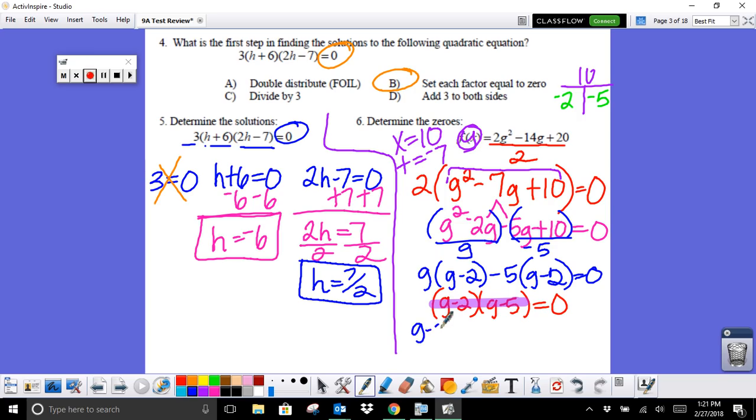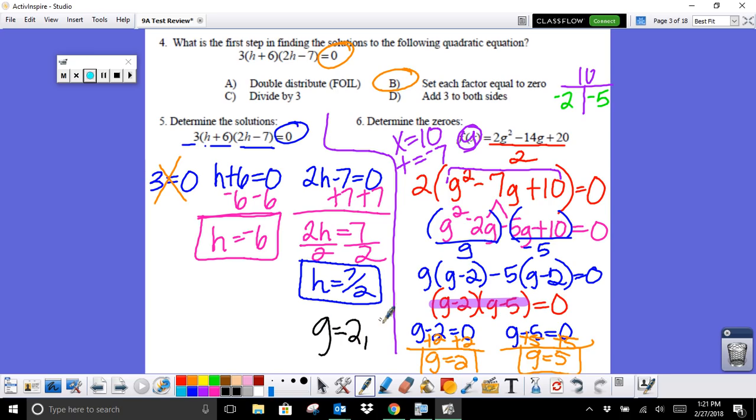So I'm going to have g minus 2 equals 0 and g minus 5 equals 0. This first one I'm going to add 2 to both sides. So that gives me g equals 2. Over here I'm going to add 5 to both sides. And that gives me g equals 5. You can either leave your answers separate like that, or if you want to list them, you can. So you could say g equals 2, 5, if you wanted to write them that way.